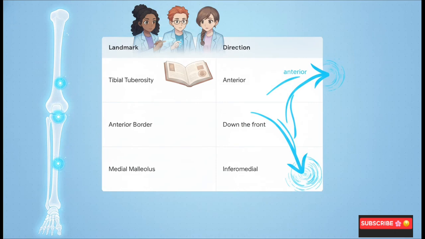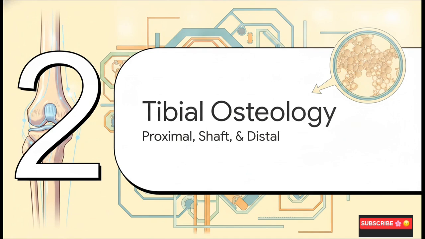Now, when you're staring down a bone in your practical exam, absolute side determination relies on three non-negotiable cues. First, look at the top. That prominent tibial tuberosity absolutely must point anteriorly, or forward. Second, run your finger down the shaft. The sharp anterior border, your shin bone, curves right down the front. And third, look at the bottom. The medial malleolus has to project downward on the medial side. Align those three landmarks, and you are going to perfectly determine right from left every single time. No guessing required. Section 2, Osteology: Proximal, Shaft, and Distal.